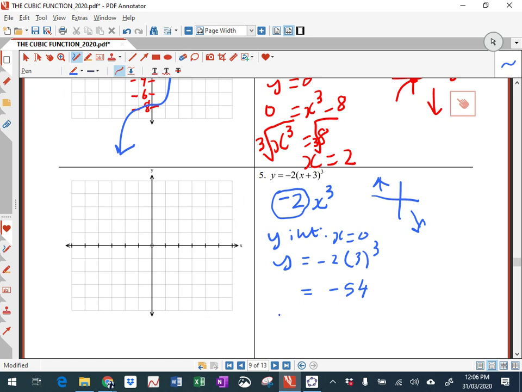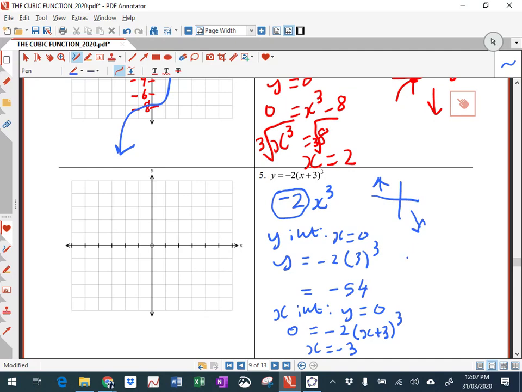Okay, now what about the x-intercept? So for the x-intercept, I'm going to put y equals 0, and then that gives you 0 equals negative 2 outside of x plus 3 cubed. Now, I could just look at this by inspection and say, look, what value of x am I going to put in to get 0? You should be able to see that you can get x equals negative 3 just by looking at the equation.